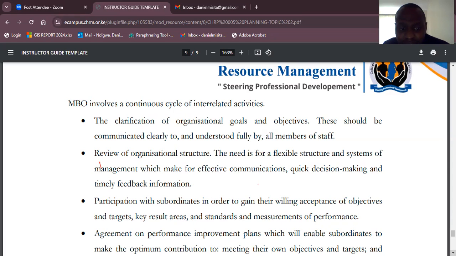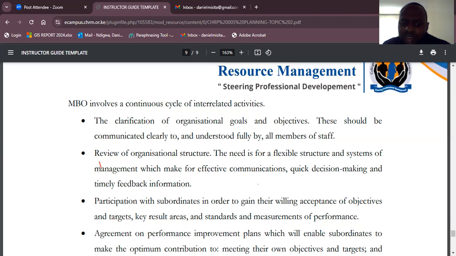Then the other thing is participation with subordinates in order to gain their willing acceptance of objectives and targets. So at the end of the day, you need to ensure that you bring your subordinates on board so that once you incorporate them, they'll be able to build confidence and also play their role to ensure that at the end of the day, they'll maximize the performance within the organization.